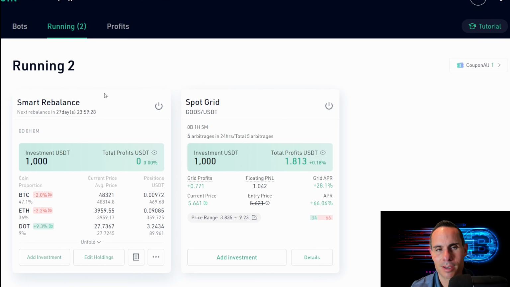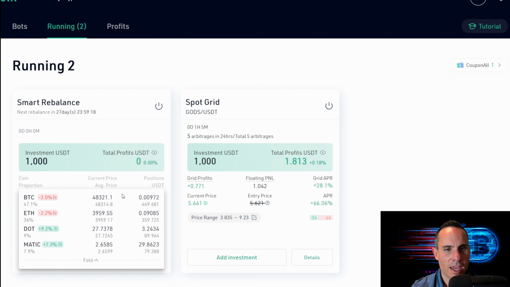Once it's up and running, you're going to see right at the top, it gives you the next rebalancing time in about 28 days. It gives you the investment amount and the total profits right here at the top. Now, if you want to go in and take a look at each of the holdings, you can unfold this and you can see not only the current value of each of the tokens, but also the percentage in your portfolio. So you'll see as some of these change, you'll have higher or lower than you started with, and those are the ones that are going to rebalance once this gets going.